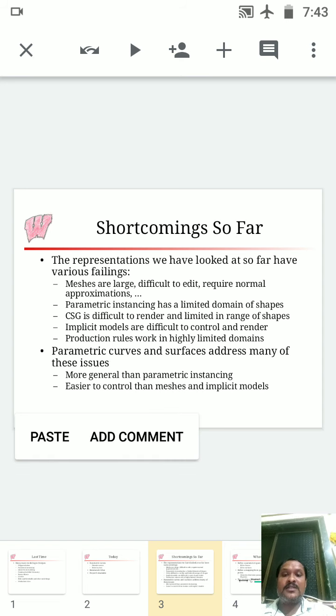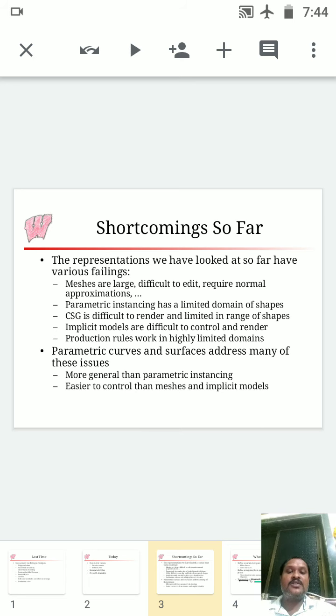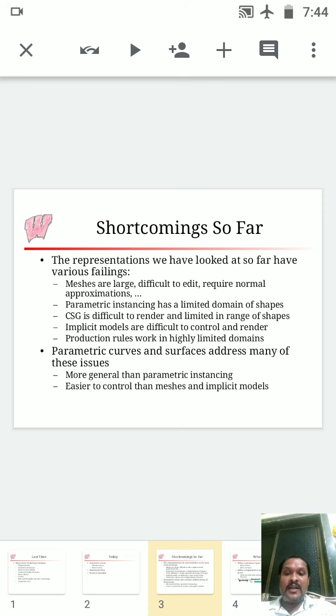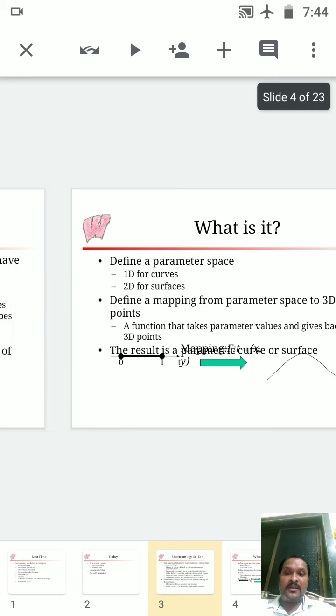Parametric instancing has a limited domain of shapes. CSG is difficult to render and has a limited range of shapes. CSG is called constructive solid geometry. It has a limited range of shapes, only some shorter and simple shapes, not very critical shapes. Whereas parametric curves and surfaces address many of these issues. They are more general than parametric instancing and easier to control than meshes and implicit models. These are the two important advantages when we work with parametric curves.